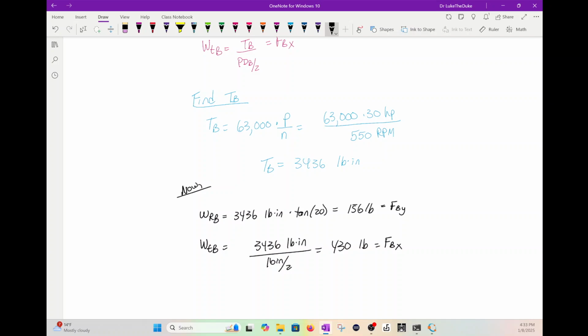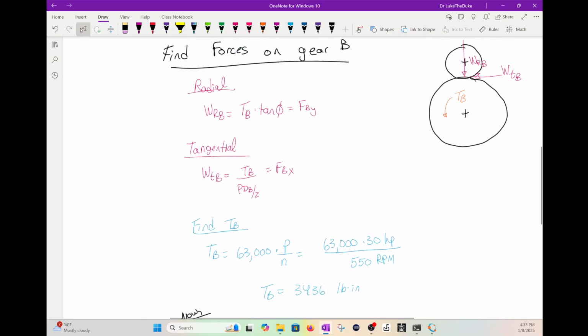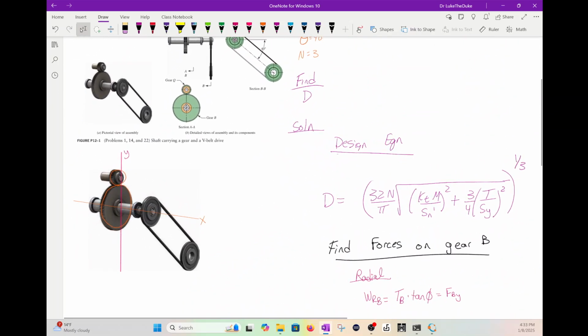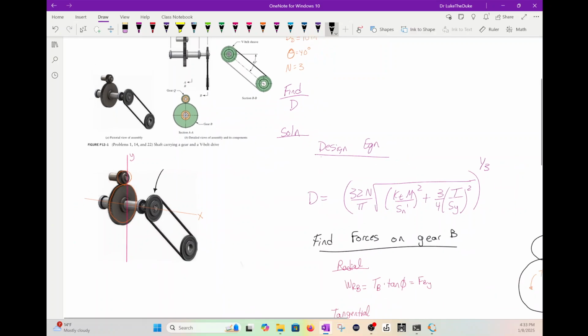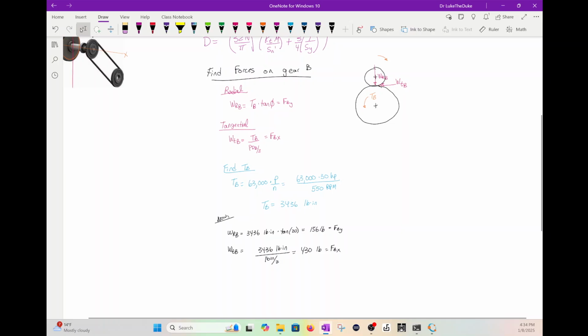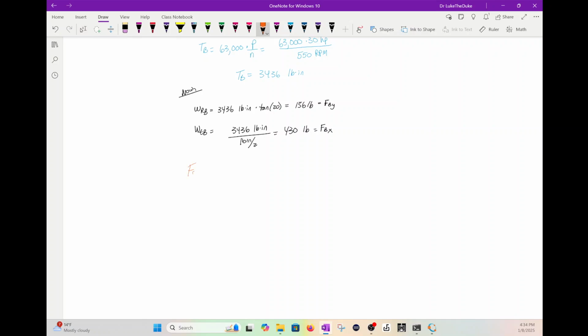Right, so now those forces are pretty much forces acting on the shaft at that location. What we need to do next is scroll back up here. We have those forces. Now we've got to figure out the forces acting on that sheave. Okay, so what we're going to do is this: forces on sheave D.